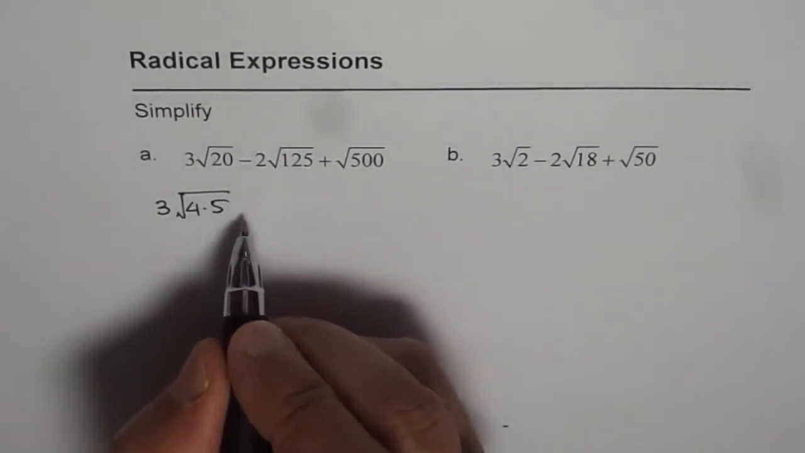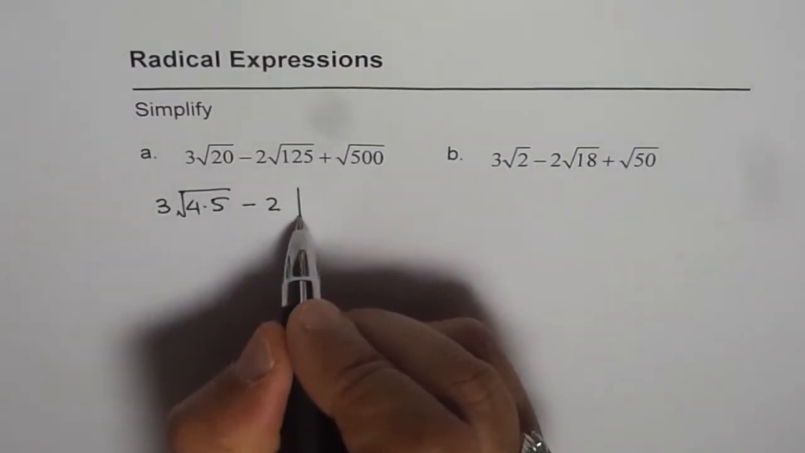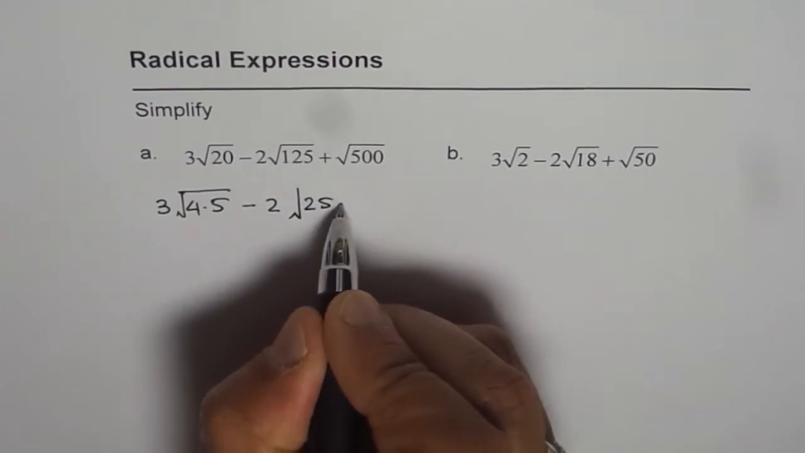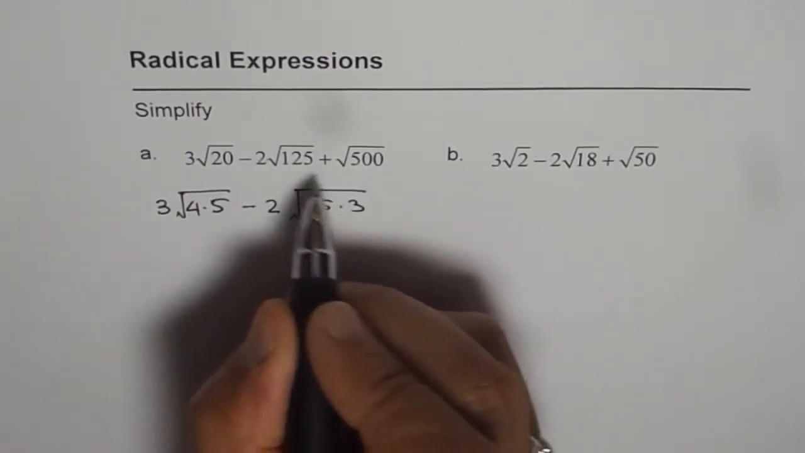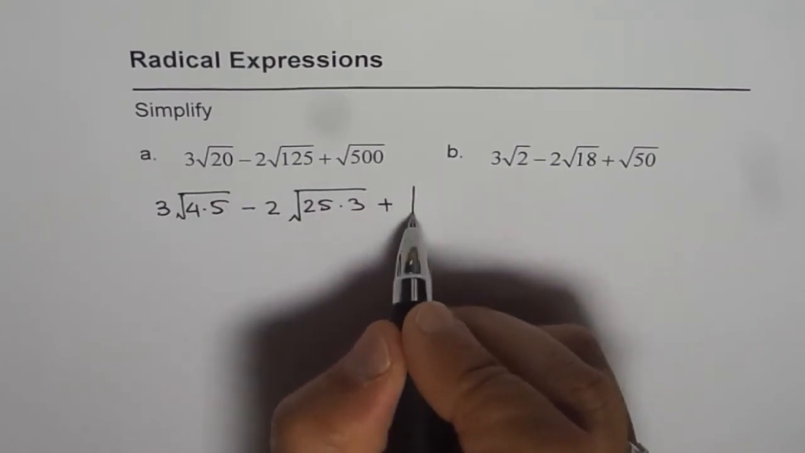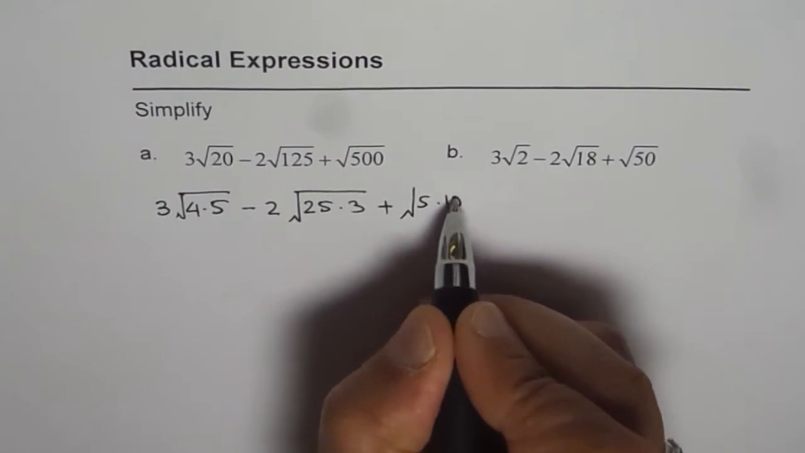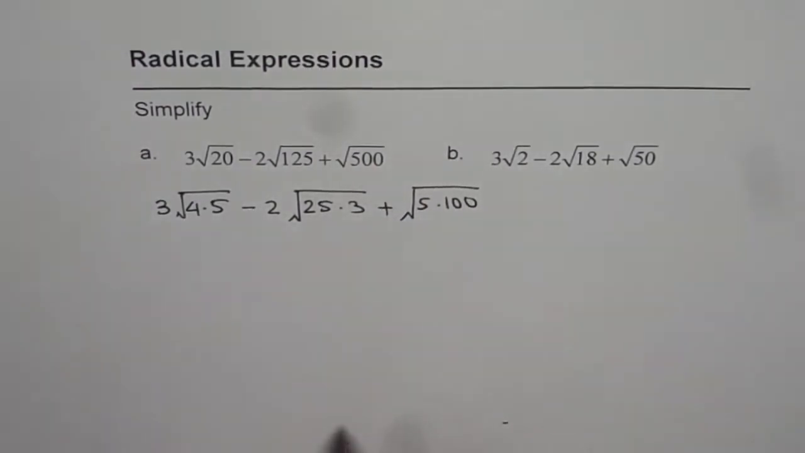Now 125 can be written as 25 times 5. So we'll write this as 25 times 5. So we're kind of factoring these terms. And 500 can be written as 5 times 100. 5 times 100, right? So we get 500.